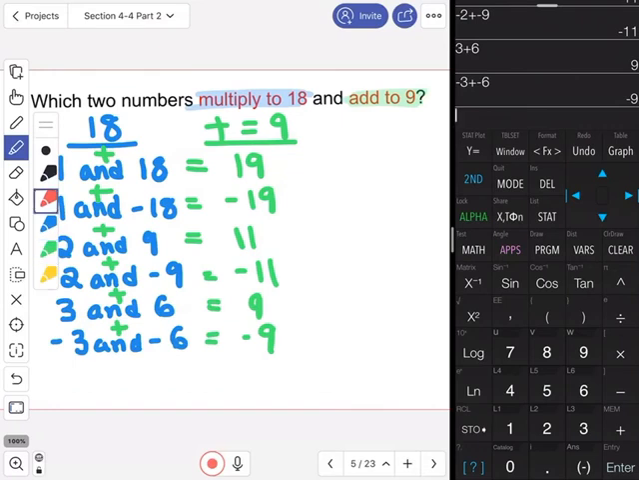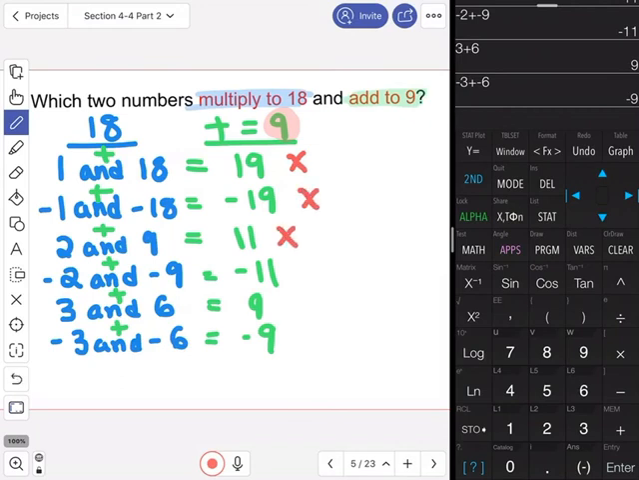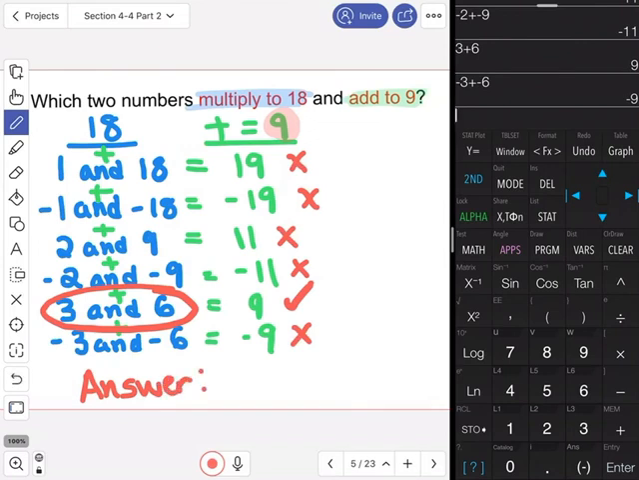Now if I'm checking which pair adds to equal positive 9, the first one adds to 19, so it doesn't work. Negative 19 doesn't work. 11 doesn't work. Negative 11 doesn't work. 9 does work, but negative 9 does not work. And since 9 works, that means the pair of numbers that works is 3 and 6. So your answer is 3 and 6.